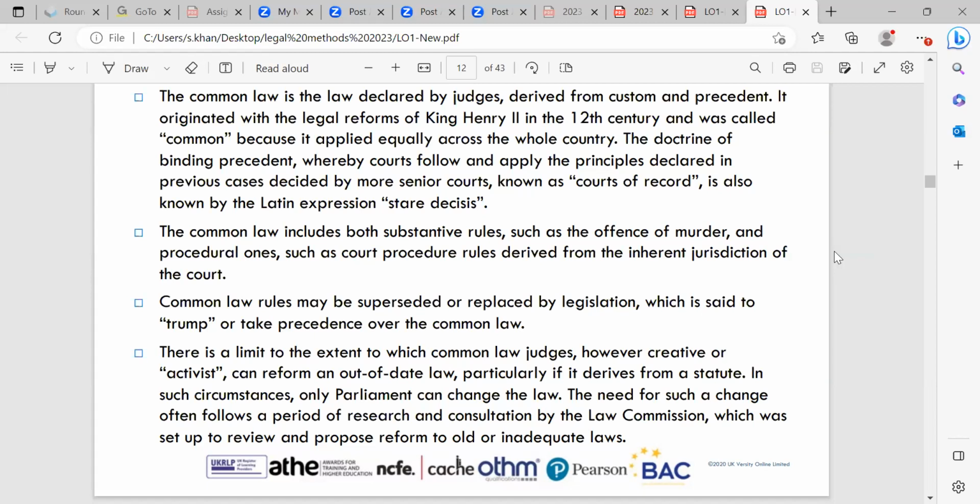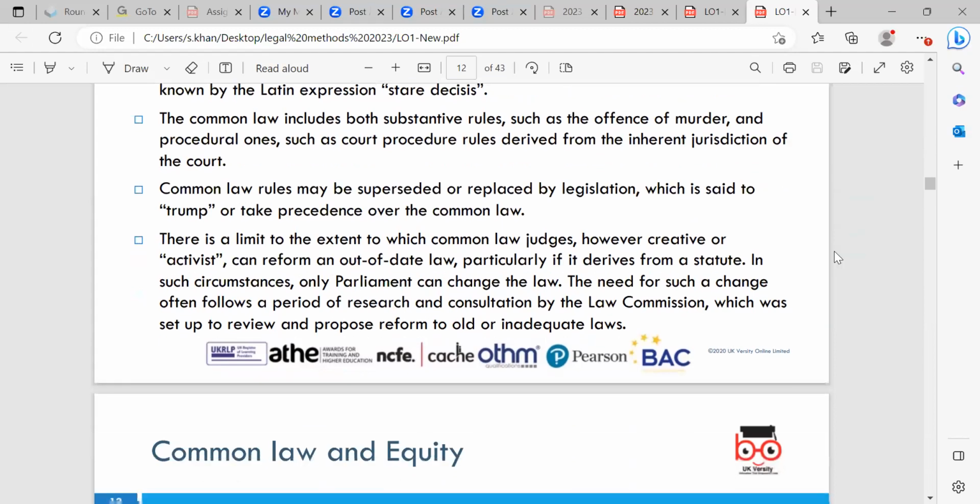The need for such reform often follows a period of research and consultation by the Law Commission, which was set up to review and propose reform to old or inadequate laws.